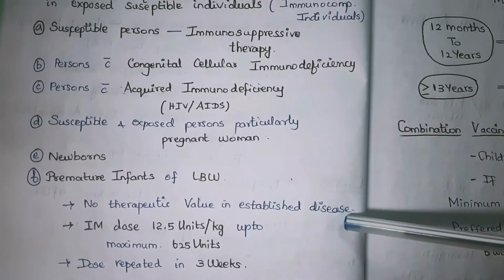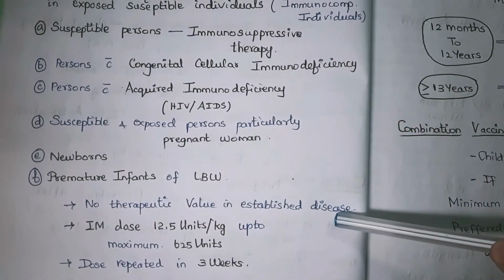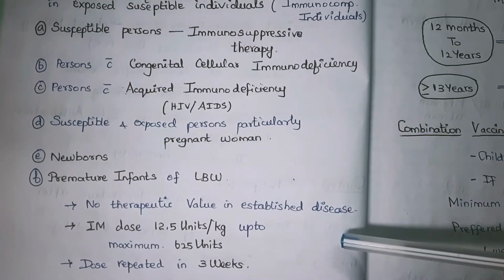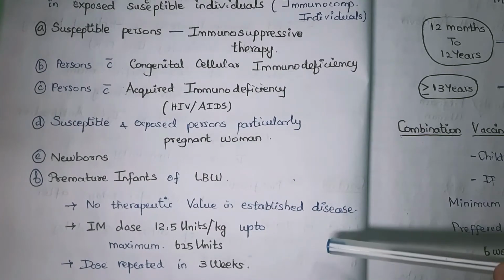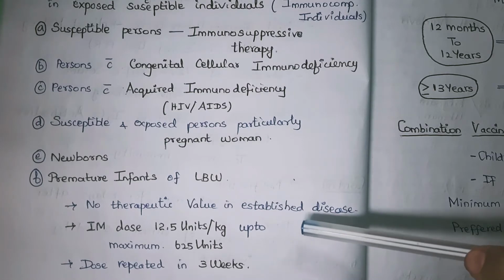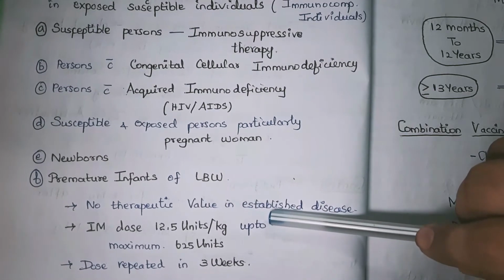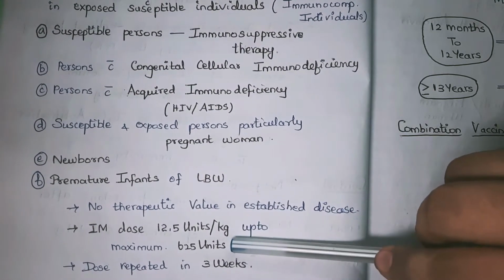There is no therapeutic value in established disease; in established disease, immunoglobulin has no value. In case of susceptible cases and immunocompromised individuals, you can give this immunoglobulin. It is given as an IM dose of 12.5 units per kg up to a maximum of 625 units.